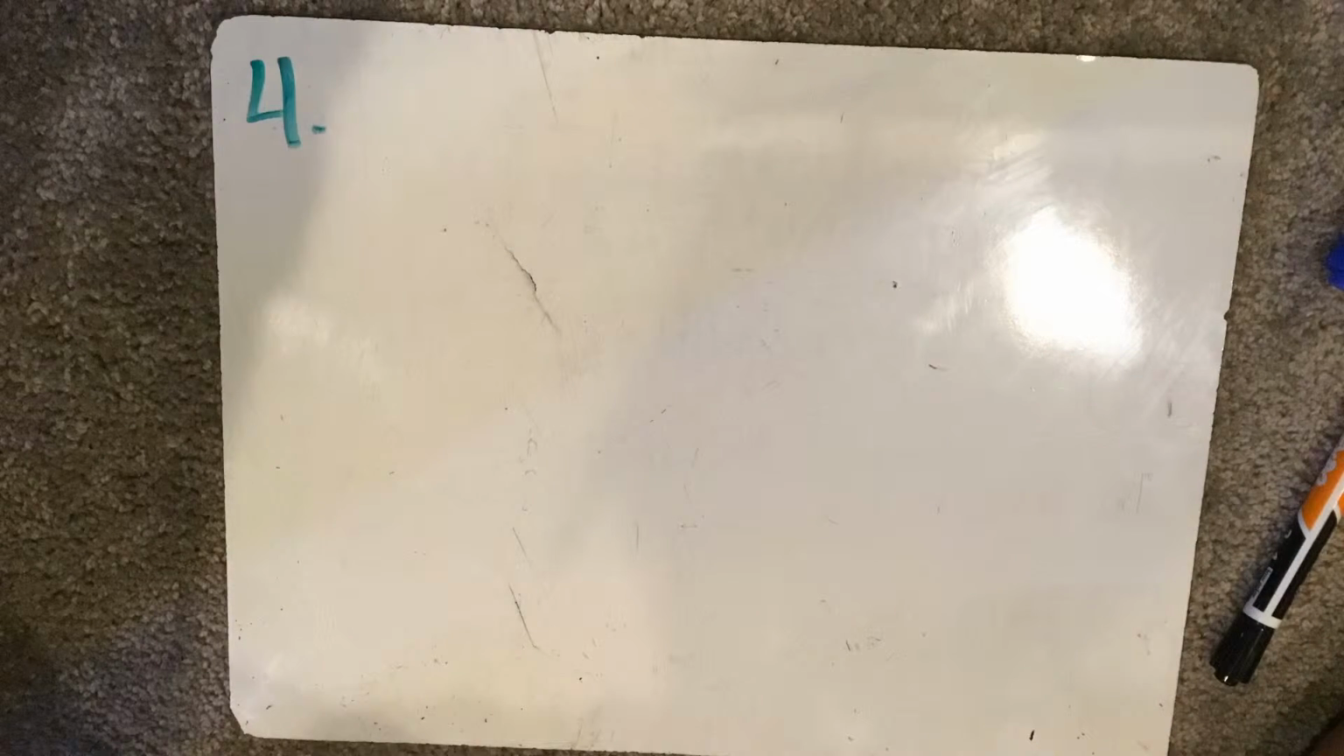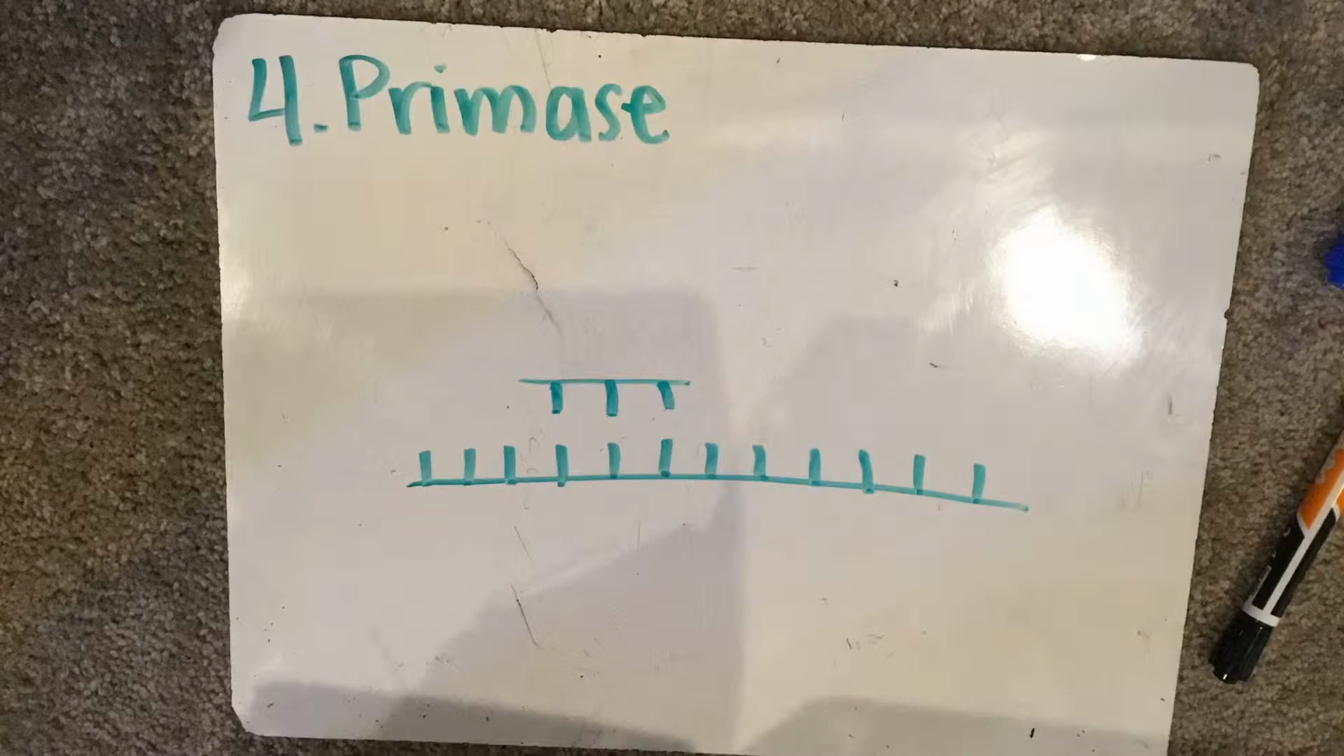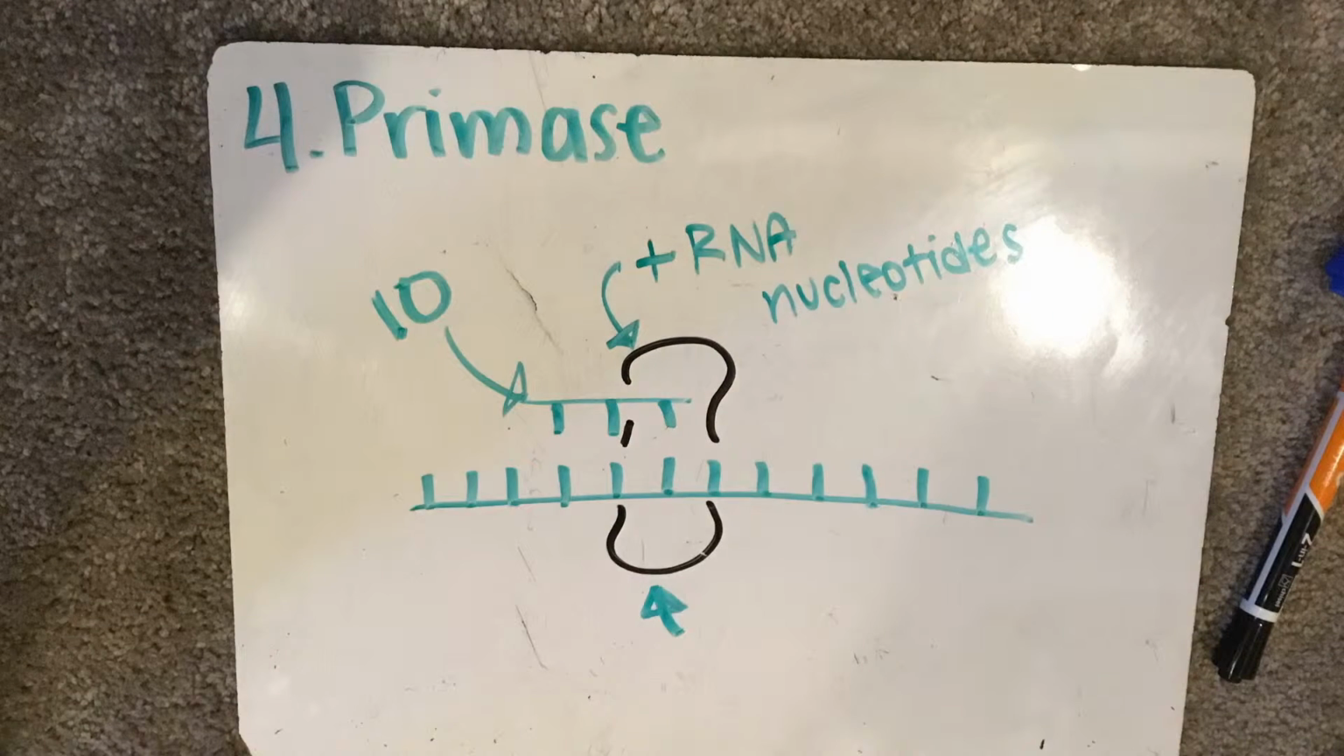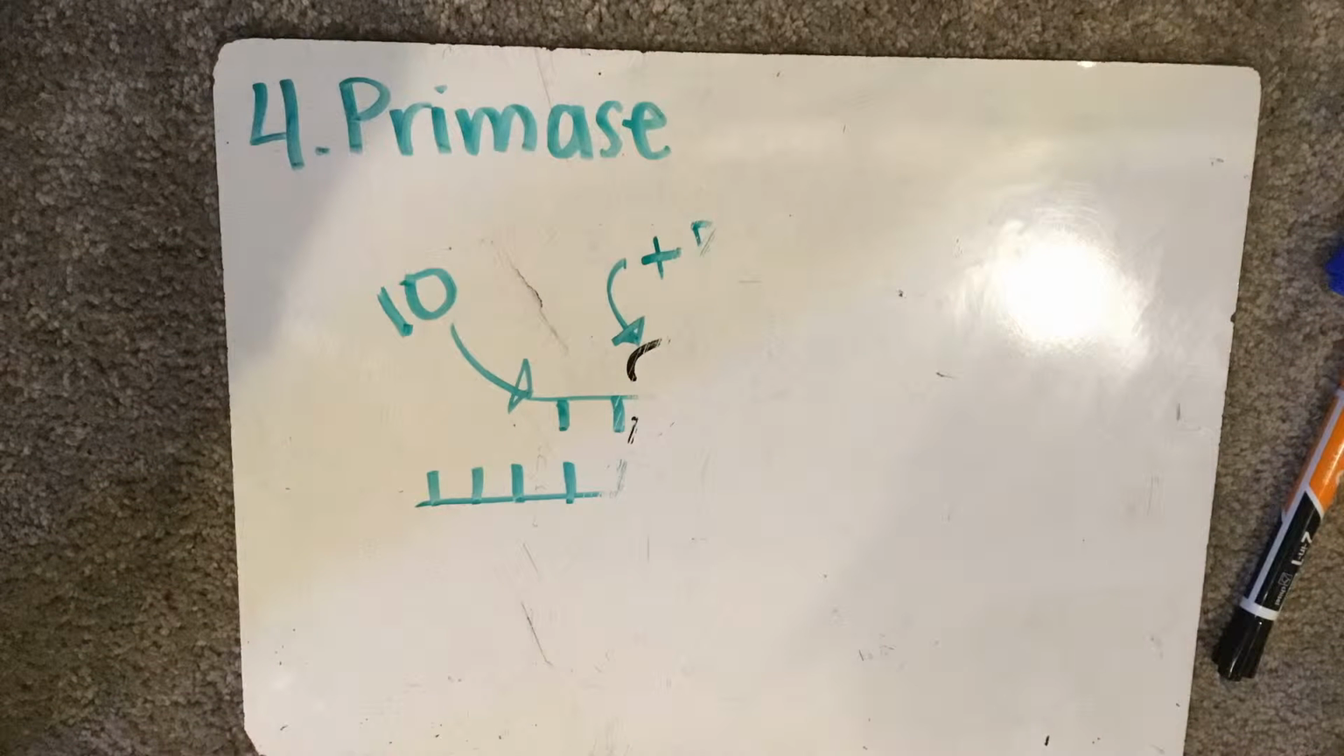Next enzyme is primase. This enzyme adds RNA nucleotides, which act as a primer for DNA nucleotides. These primers are around 10 RNA nucleotides long. To add another nucleotide, you must have a primer because DNA polymerase can only add nucleotides with a primer.